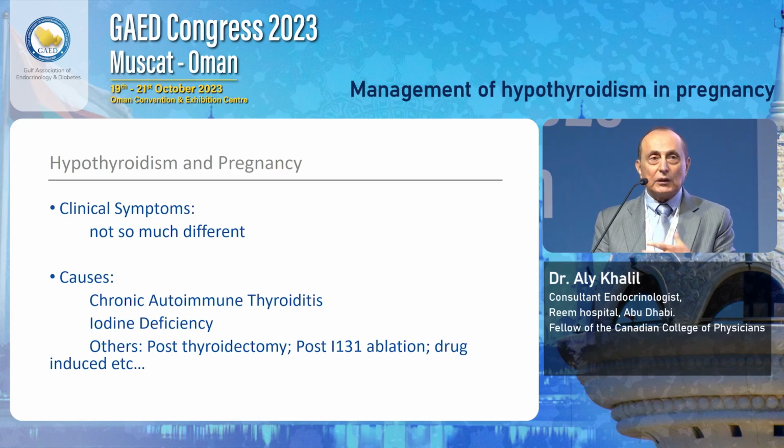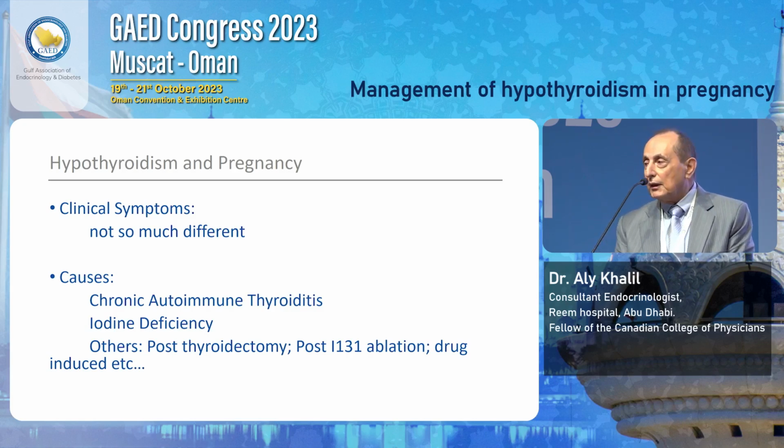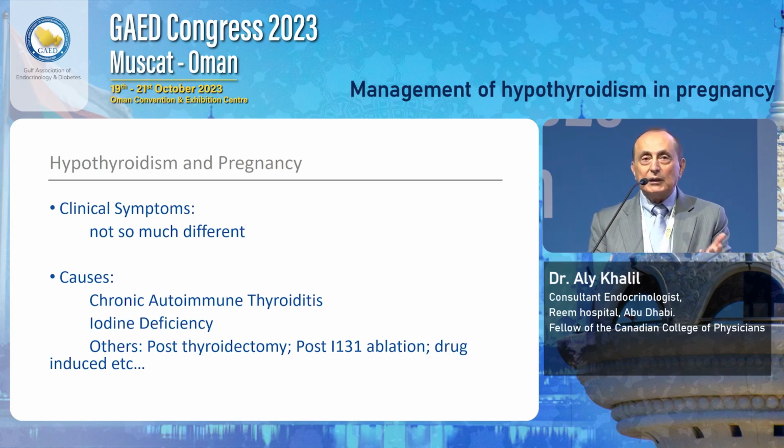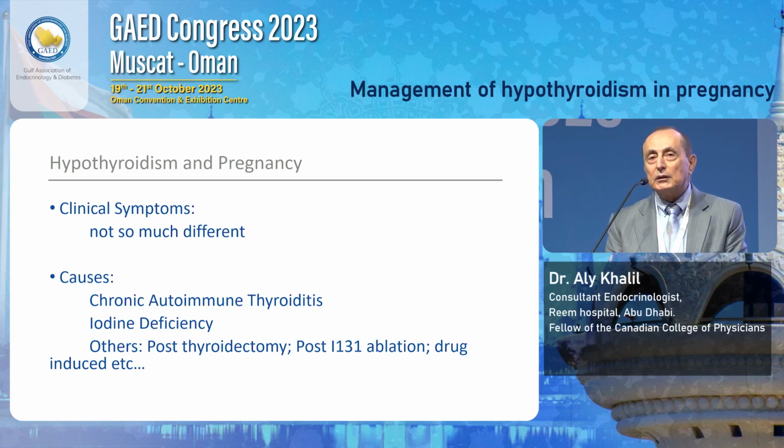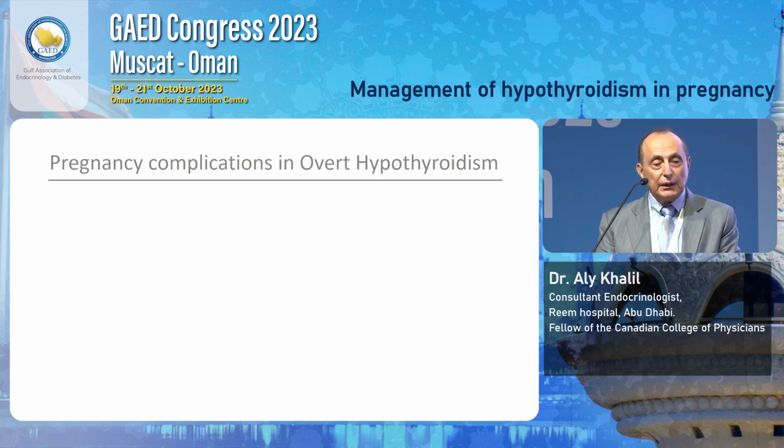The UAE is considered in our region now to be iodine sufficient, based on the WHO study done in 2011. So we have considered that, and it's becoming more prominent that chronic autoimmune thyroiditis is seen more frequently now in our clinics. Other causes for primary hypothyroidism are well known to you, like post-total thyroidectomy, iodine-induced destruction of the thyroid, and other reasons that were very clear to you.